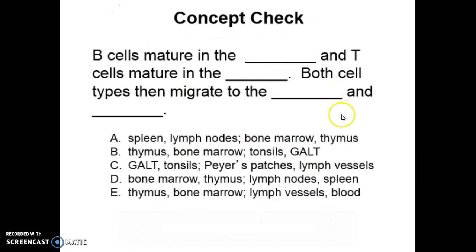So the correct answer here would be the bone marrow and the thymus. B cells mature in the bone marrow. T cells mature in the thymus. Both cell types then migrate to the lymph nodes and the spleen. And that is where we are going to stop section 1.